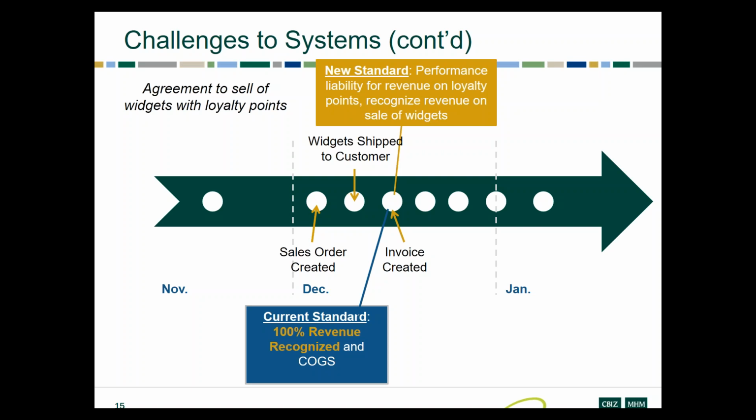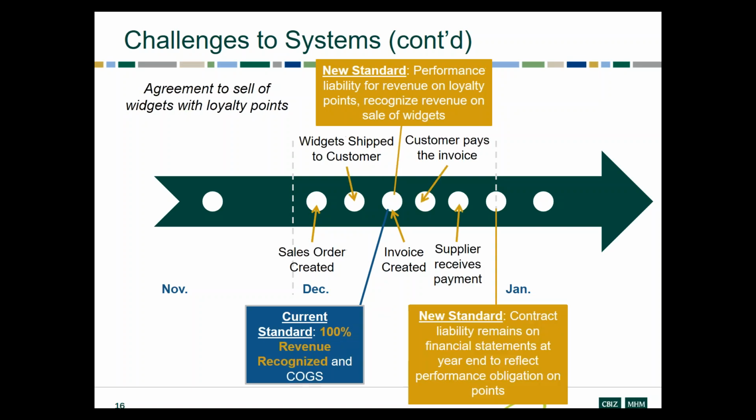And then, thinking about, how do I do that? How does the system calculate it? And how do I track future redemptions on that loyalty program? Again, all of this is going to impact process and systems.